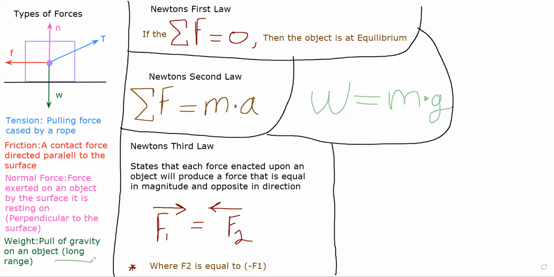And this is a long range force. We talked about contact forces; weight is a long range force. The way weight works, we have this equation over on the far right: weight is essentially equal to your mass times your gravitational acceleration. So what that means is, let's say you had a 100 kilogram box.